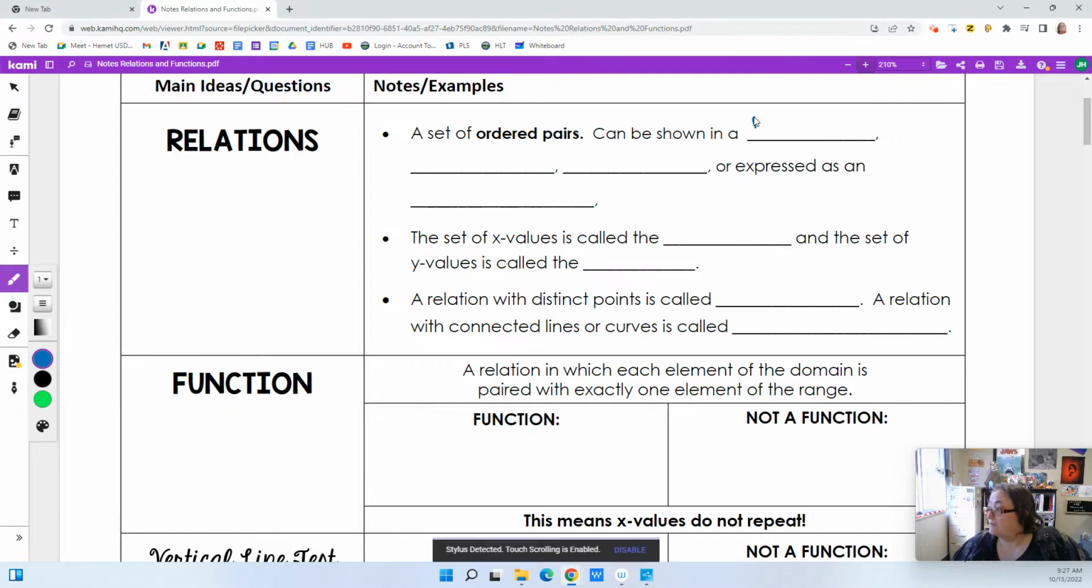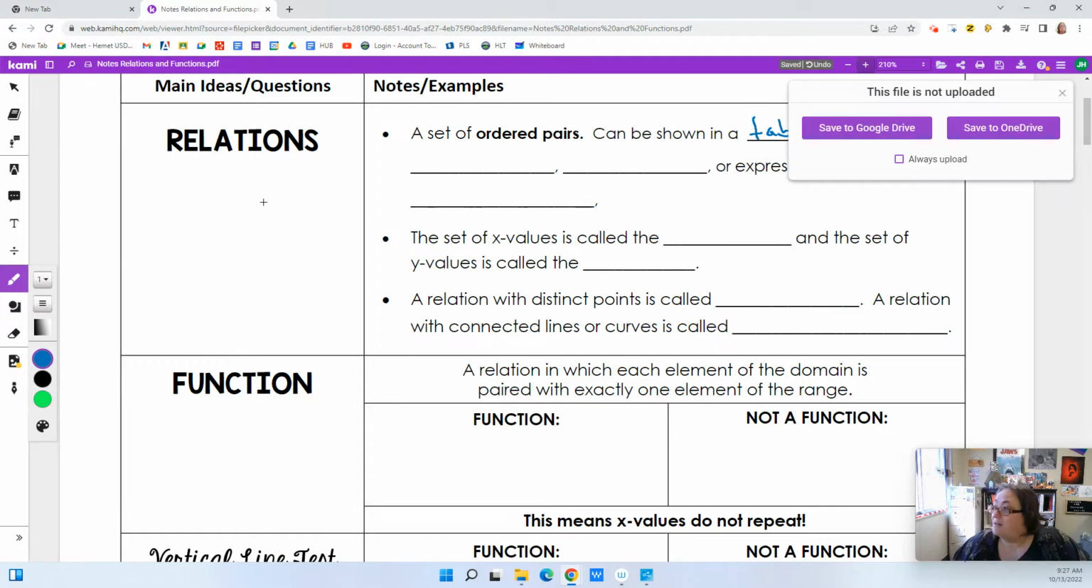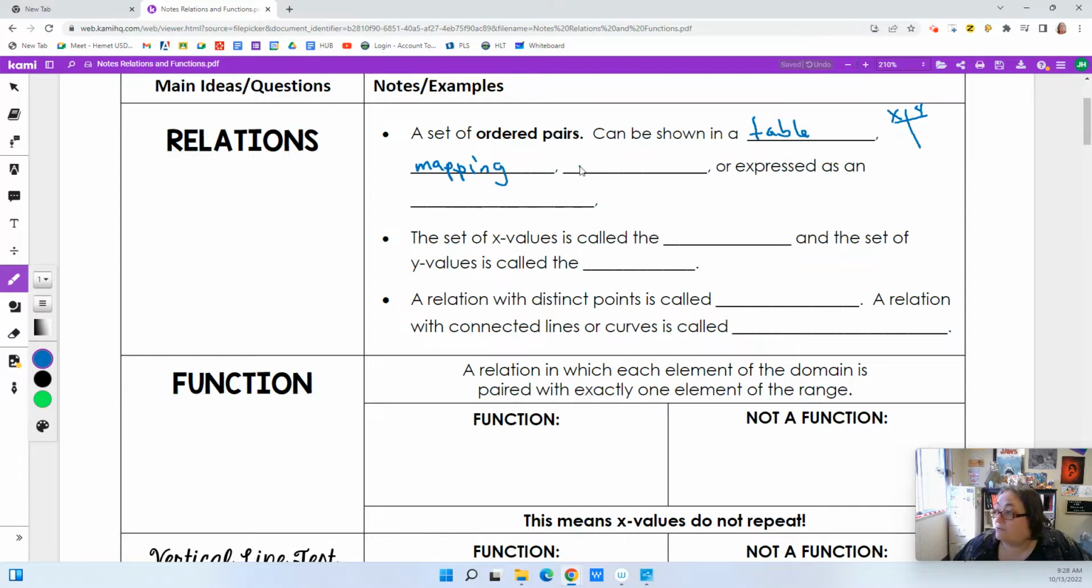A table. You guys have seen a table where you've got X, Y, something like that. Or a mapping, which we'll talk about later, where we map one to the other. The way you guys are most commonly seeing it is in terms of a graph, right? When we have ordered pairs, an X, Y pair, the most common way you see that displayed is in a graph or in an equation.